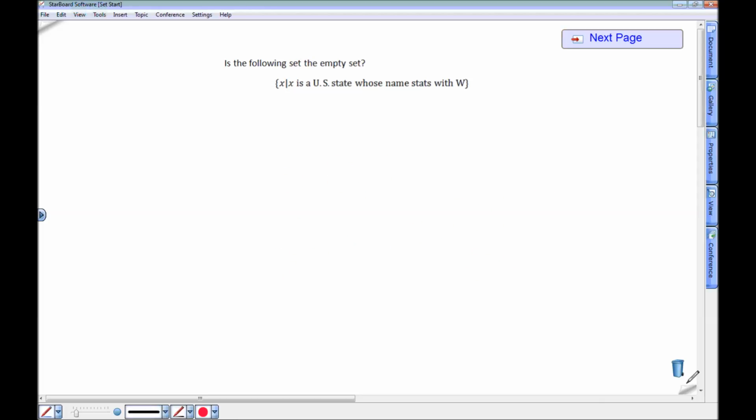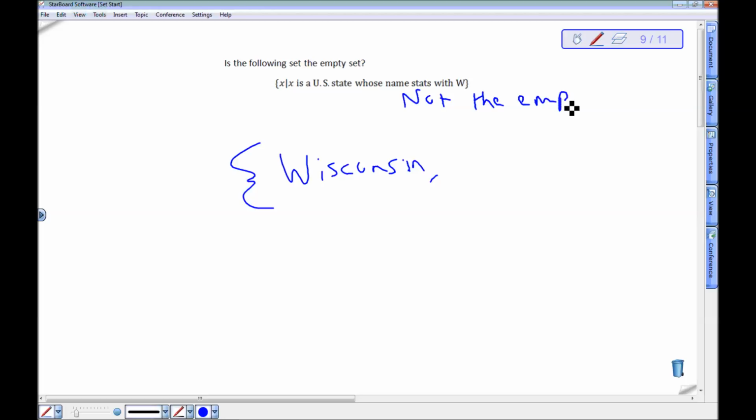Okay, look at this set. I've got the set of all x such that x is a US state whose name starts with W. Well, what does this set look like? If I think, it's my belief that Wisconsin is in this set. And that's enough for me to say this is not the empty set because I just thought of something that's in it. Wisconsin is an element of this set, so this is not the empty set.